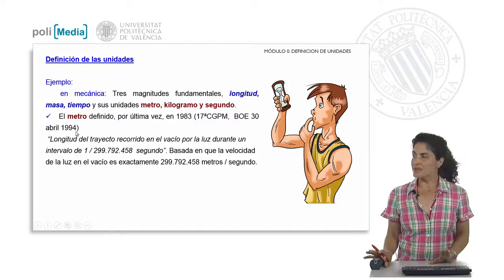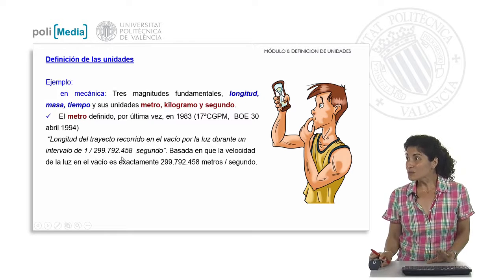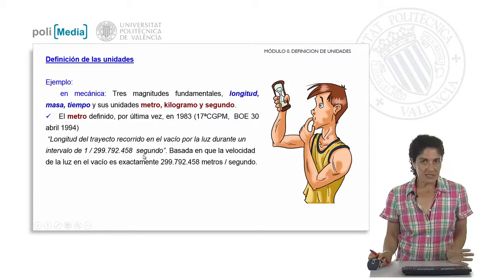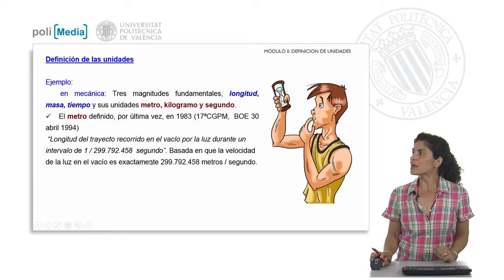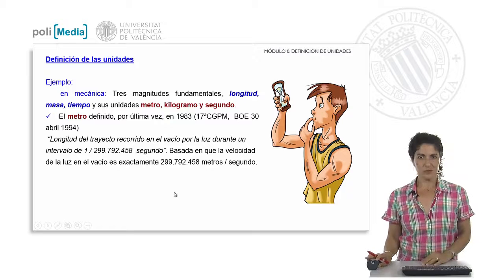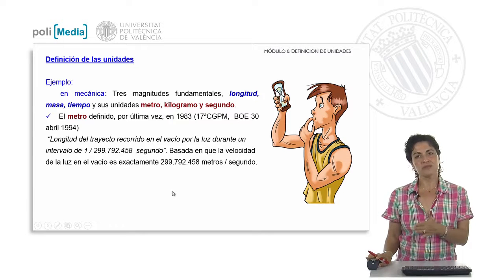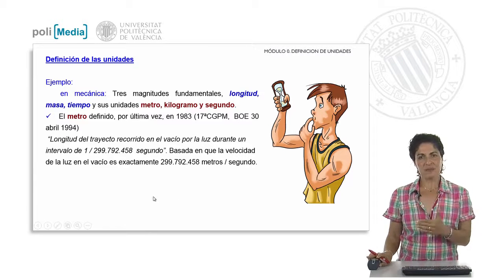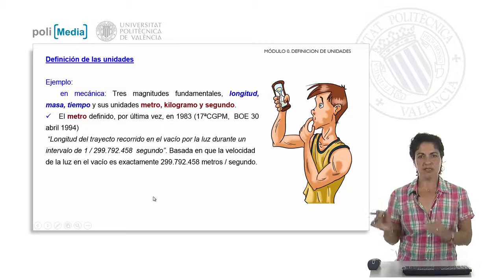In the end, the definition currently adopted for the meter is the length of the path traveled in a vacuum by light during a 1-second interval, which is a surprisingly large quantity, almost 300 million meters. Why this quantity? Well, this has to do with the fact that the speed of light in a vacuum is exactly those almost 300 million meters per second. This is how the different units are defined in order to have clear patterns with which we have to compare.